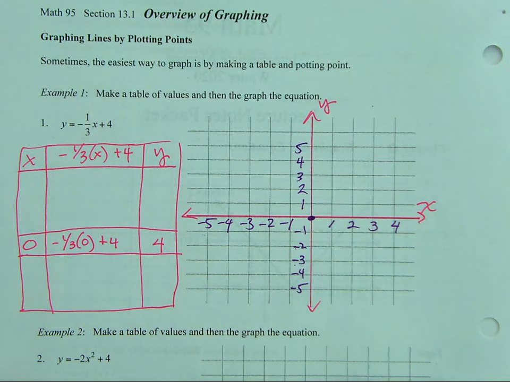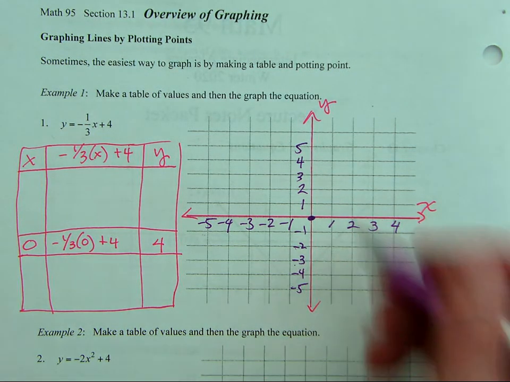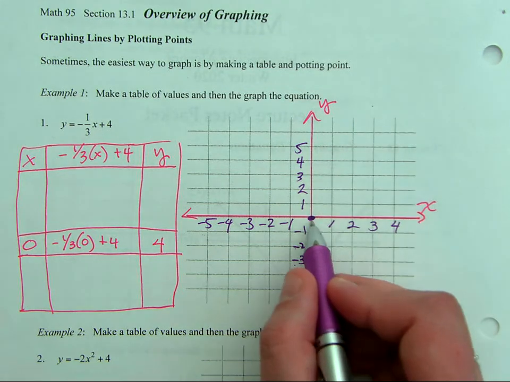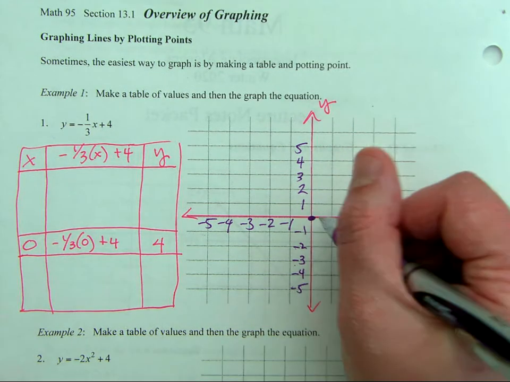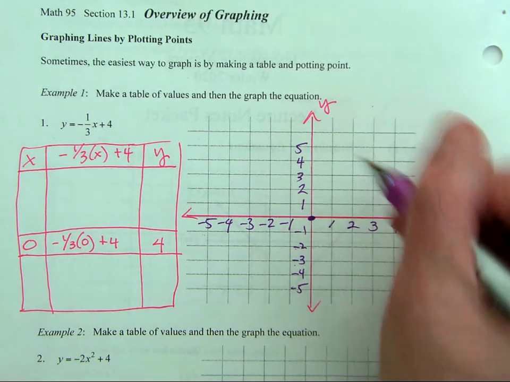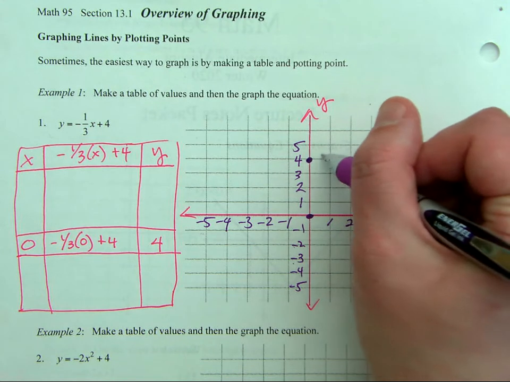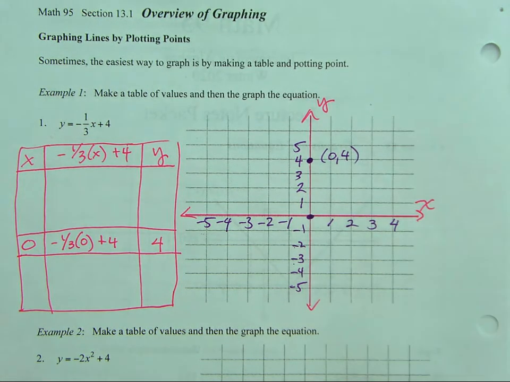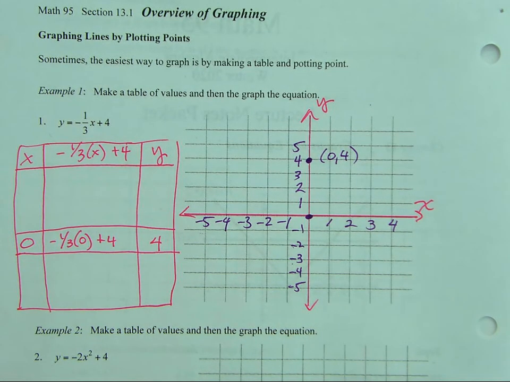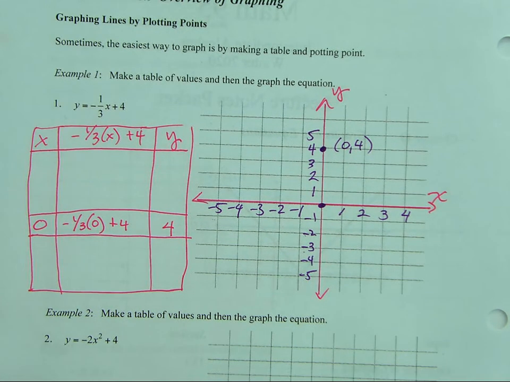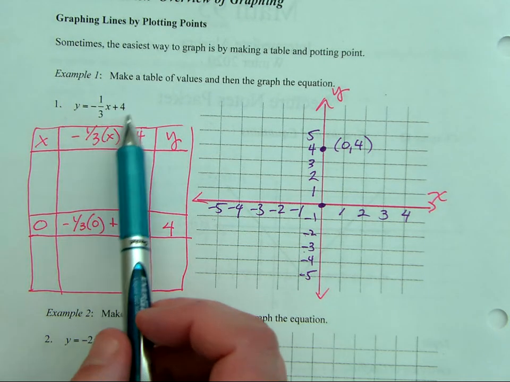And then if I want to plot this point, 0, 4, I start at the origin, and I go over 0, and I go up 4. So this point right here is 0, 4. What do we call that point? Since it's on the y-axis, we call it the y-intercept. Now, some of you might know how to graph using the slope, because this is a linear equation.